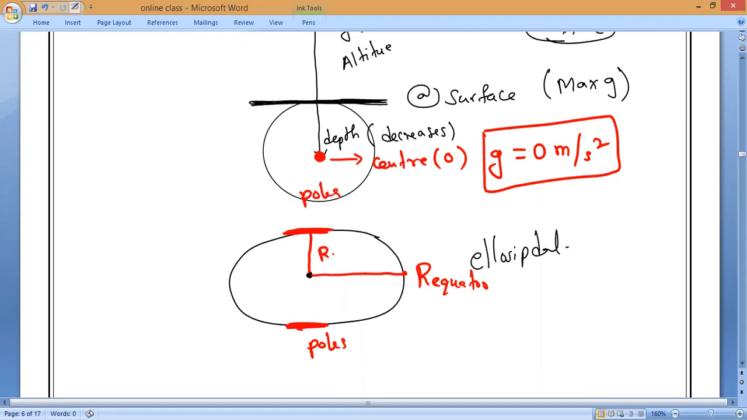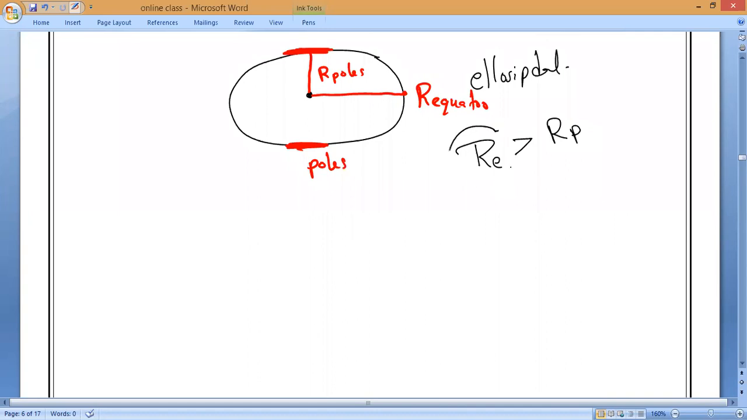So which is greater, the radius at the poles or the radius at the equator? The radius at the equator is greater than the radius at the poles. If the radius increases, gravitational force will decrease. So the gravitational force at the equator is less than the gravitational force at the poles. Till here we studied in the last class.